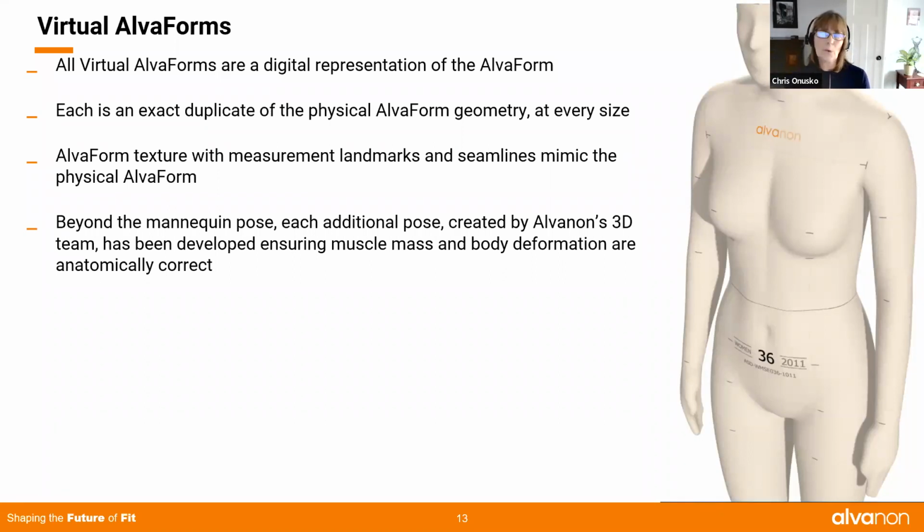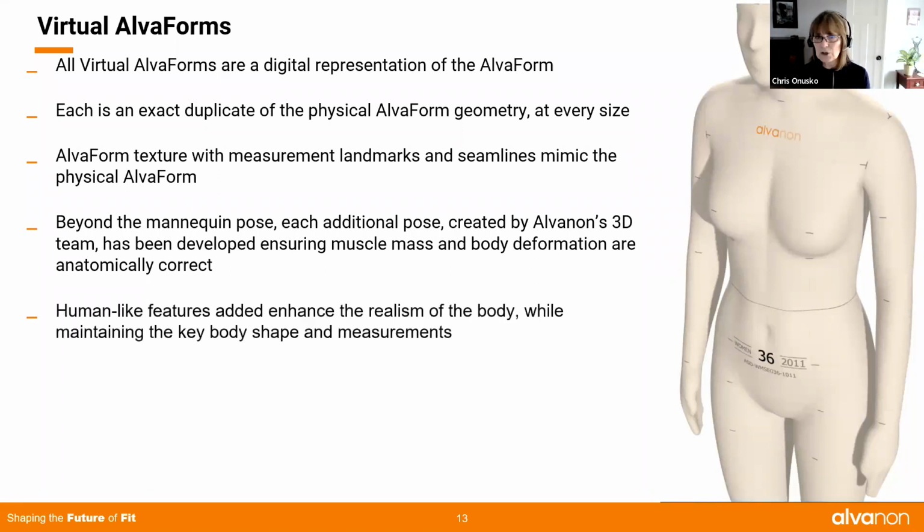And that's a really important point because if you are adjusting, say, a parametric avatar, there are additional steps that you have to take to ensure that you are getting as close to that body deformation and anatomically correct when the pose is moving as possible. And here it's already built into the avatar. So we're taking great care to ensure that even though you might have human-like features added to enhance the realism, or the body is just moving, we're still retaining all of the key body shape measurements that were there for the Alvaform.